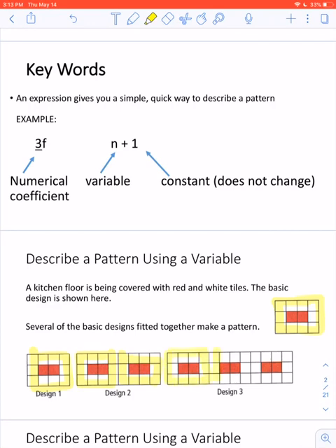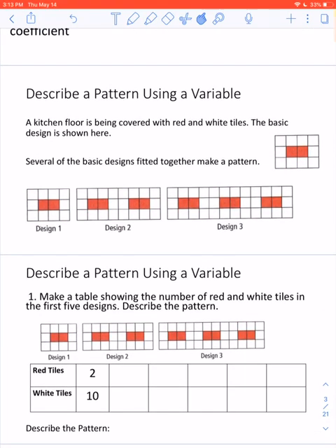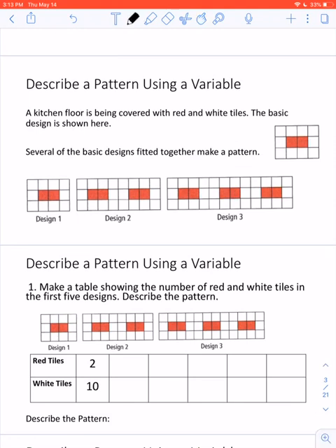And then 3 together. Okay, so as we know, we're looking at patterns, so there's going to be a predictable way that these shapes are going to come in terms of the color. So it says, describe a pattern using a variable. Make a table showing the number of red and white tiles in the first 5 designs. Describe the pattern. Okay, so let's start with just doing our table. So in the first one, I can see that there are 2 red tiles and 3, 6, and 4, 10 white tiles. Let's take a look at the second one. In the second design, I can see very clearly that there are 4 red tiles.